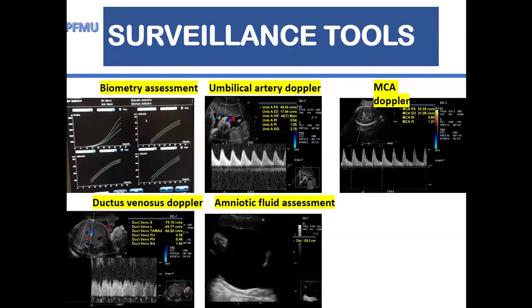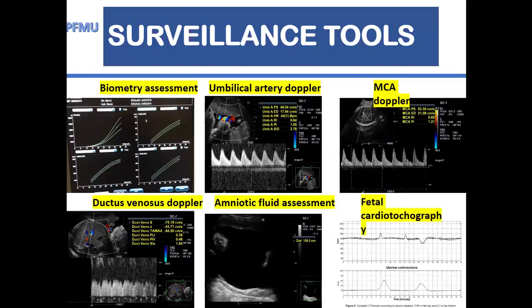In the amniotic fluid assessment, we know the normal range is between 2 centimeters and 8 centimeters. If it's less than 2 centimeters, that's oligohydramnios. If it's more than 8 centimeters, it becomes polyhydramnios. And we also have, and it's starting to get popular, the CTG, which assesses the fetal heart over a 20 to 30 minute period. So these things all complement each other.